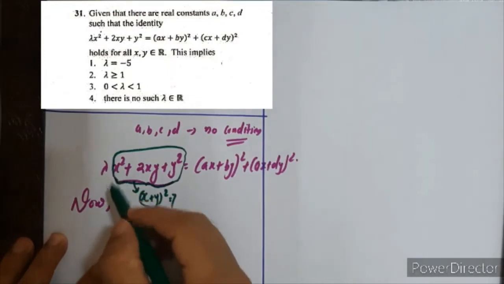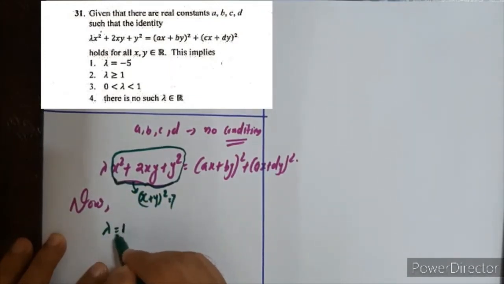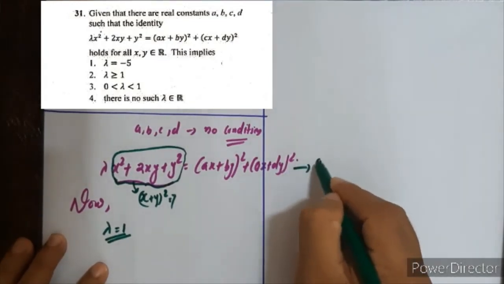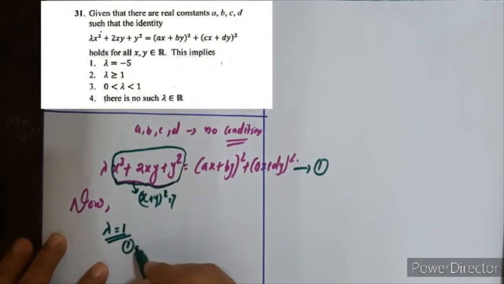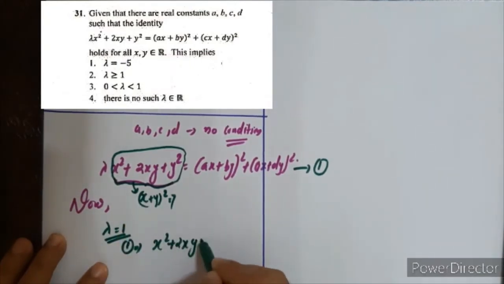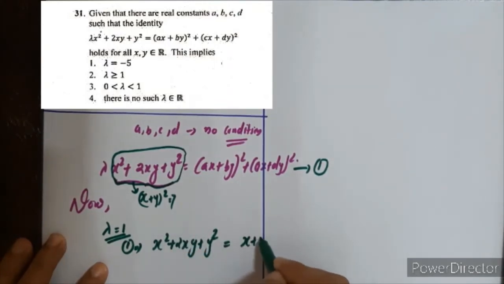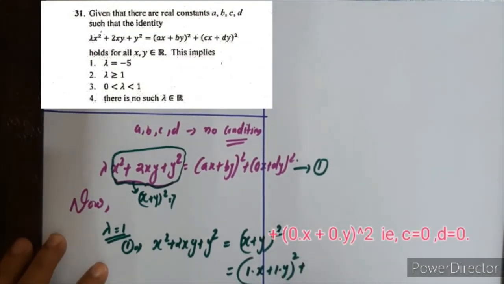So what I am choosing is lambda equal to 1. Then what will happen? I am calling this equation number 1. It implies x square plus 2xy plus y square. Now this can be written as (x plus y) all square. So this is actually equal to (1 into x plus 1 into y) all square plus (0 into x plus 0 into y) all square.